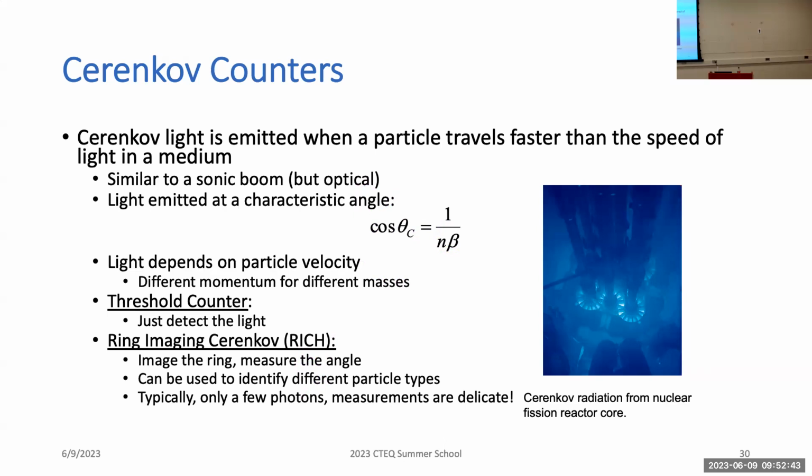Mass. I know its mass, and the masses of pions, kaons, protons are different. So I can identify them this way. There are many ways to do this. You can just detect the light. There are thresholds for this. It only happens above a certain momentum, and that depends on the particle mass. Or you can detect the ring and use the ring to reconstruct the velocity.